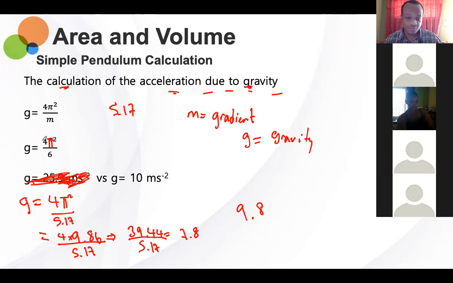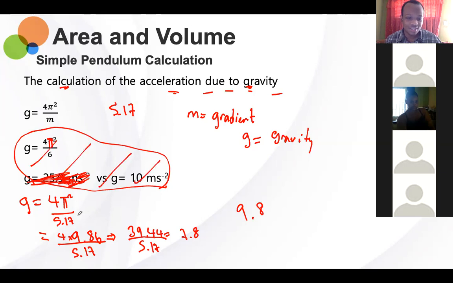So we say 4 pi squared over our M. We went ahead and did our calculation. This calculation is wrong. I don't know who did this. This is wrong. This is our calculation.